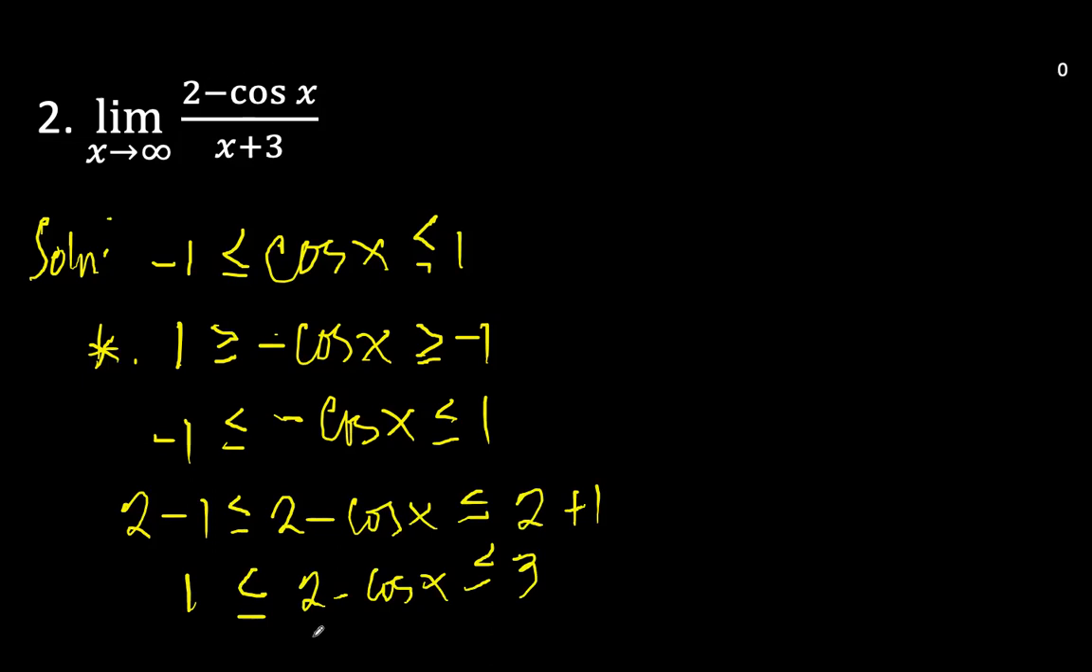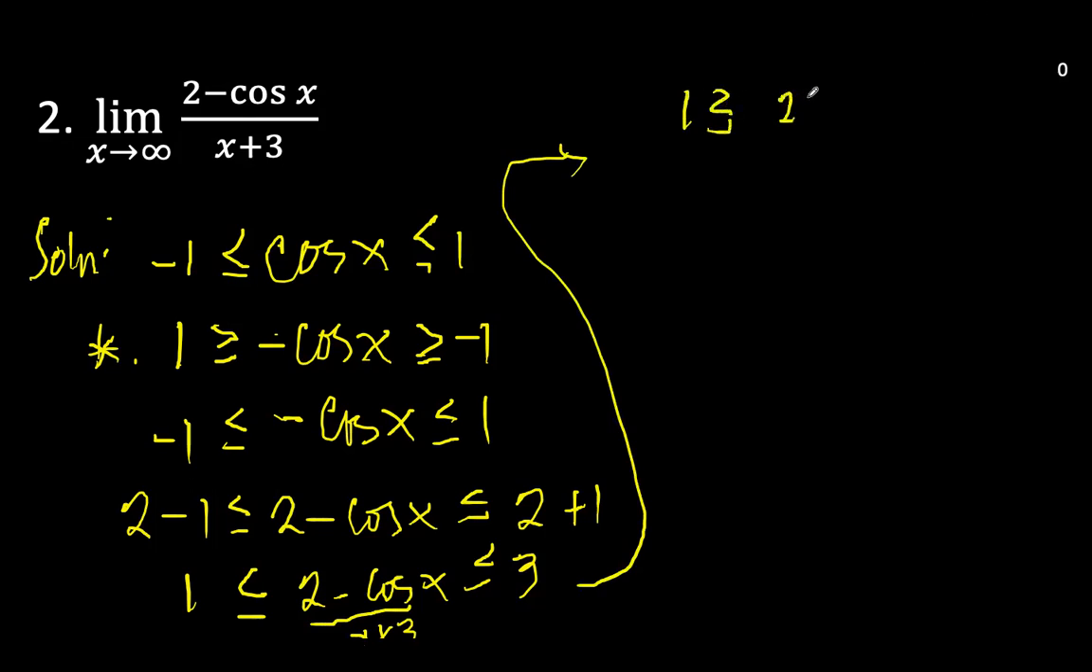And for us to totally express the middle term of the compound inequality to be similar to this, we can divide this inequality by x plus 3. Oh, it can't be seen, so let's just put it here. So we have 1 less than or equal to 2 minus cosine x less than or equal to 3.